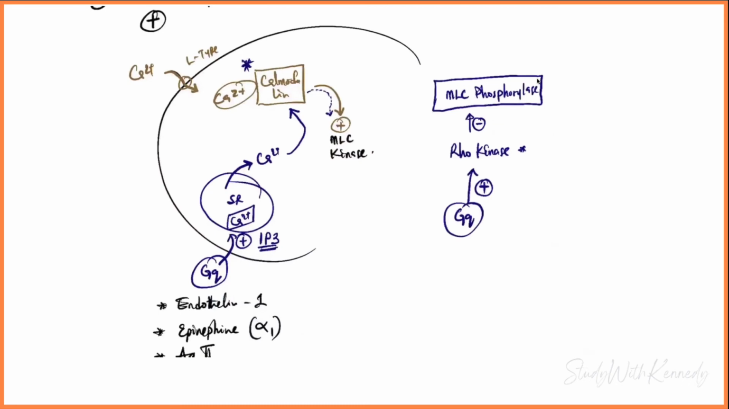By inhibiting myosin light chain phosphorylase, Rho kinase is inhibiting or preventing vasodilation. So if we can activate Rho kinase, it is going to cause even more inhibition of myosin light chain phosphorylase and inhibit vasodilation ultimately even more.